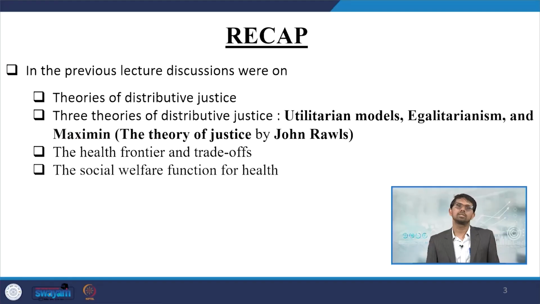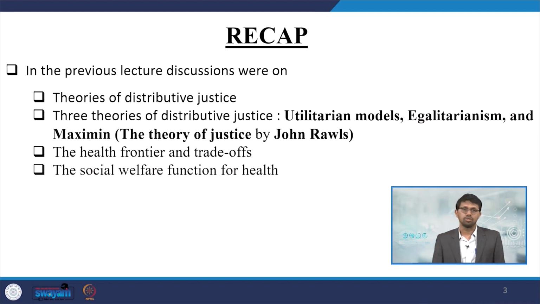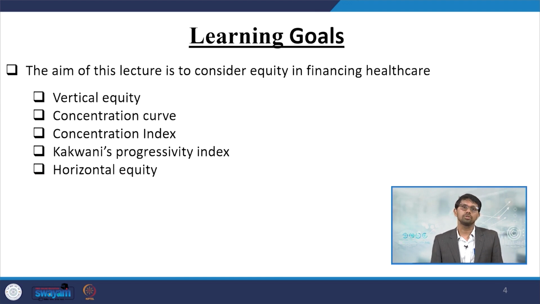In the previous lectures, we started discussing distributive justice, then we emphasized three theories of distributive justice, especially utilitarian models, egalitarianism and the Maximin theory as proposed by John Rawls. And we also discussed the health frontier and trade-off and the social welfare function for health.